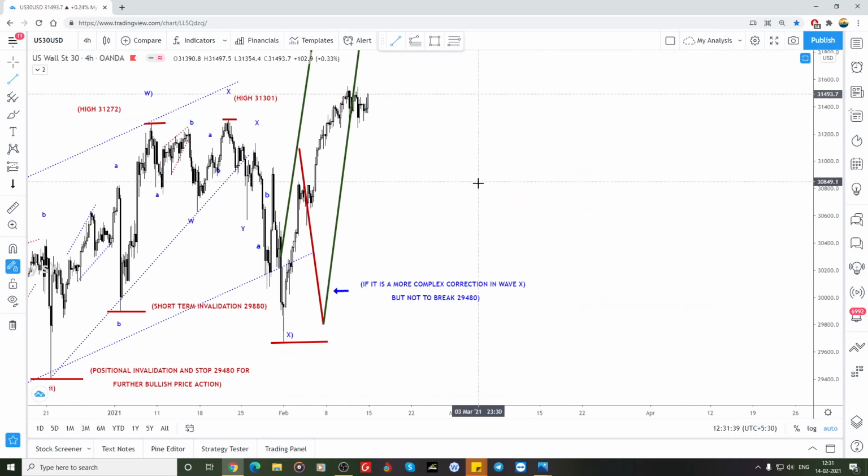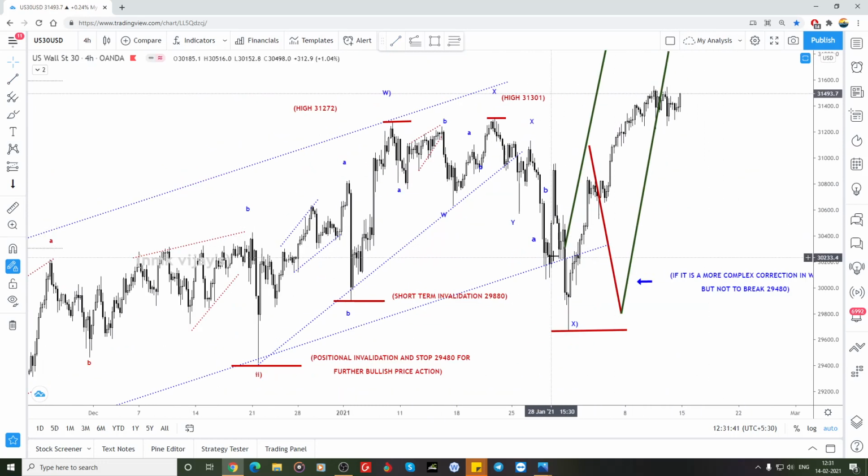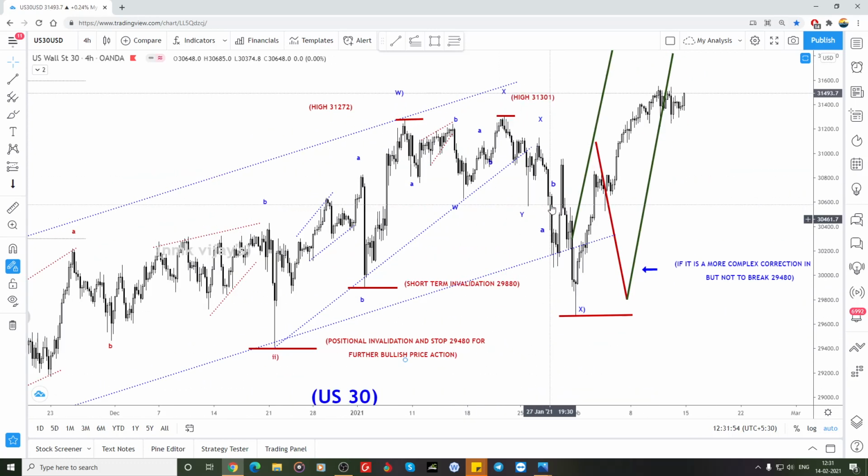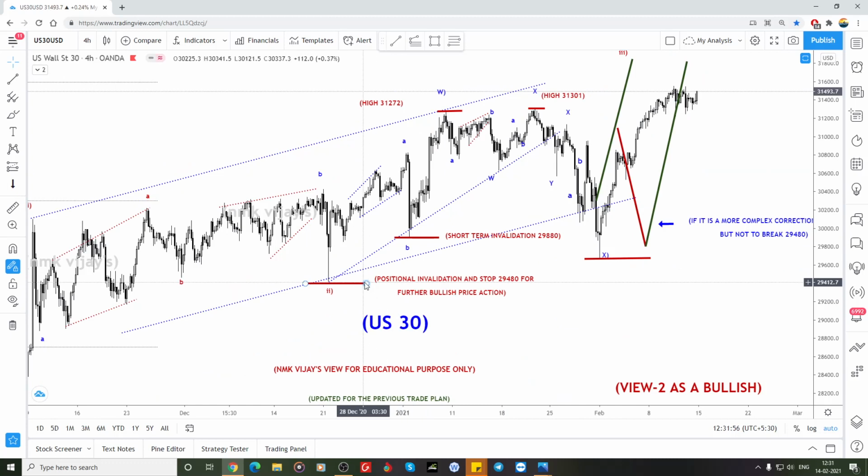See, from here I expected, right? And what happened, from here I explained it has to come down, but from here itself it came down. So my short-term invalidations get hit, that is why I always keep to positionals only. See, positional invalidation and stop. This is only for the short term. It hit the stop and again it bounced.